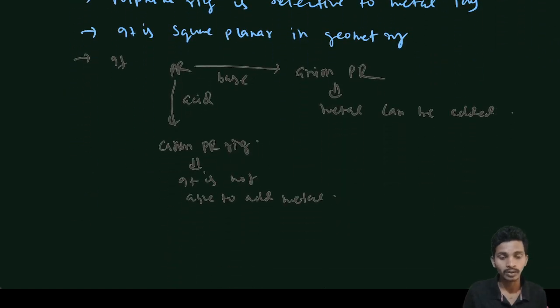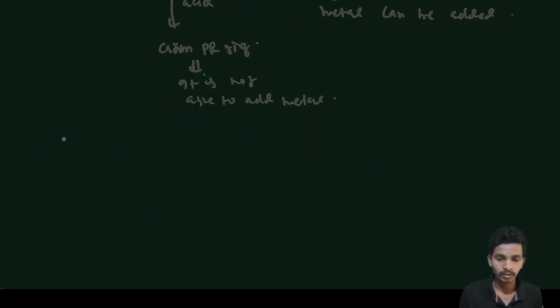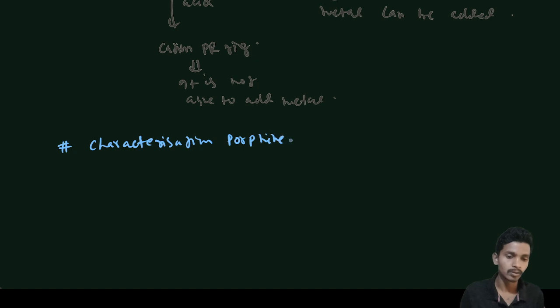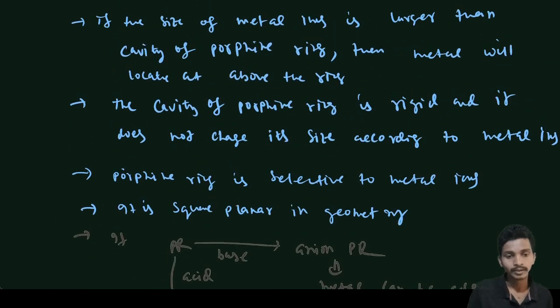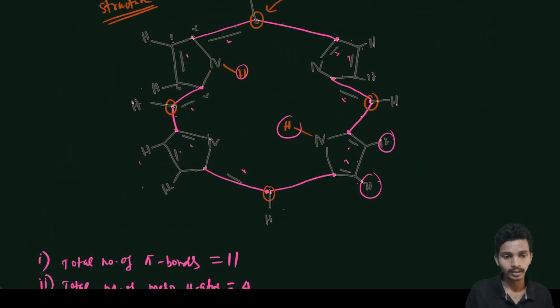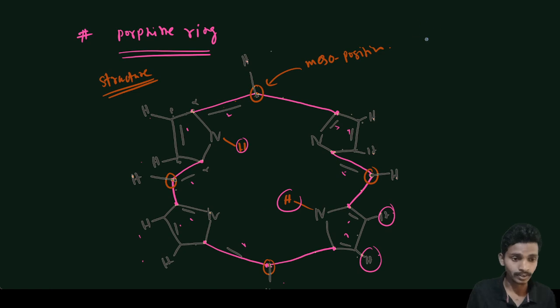Okay, so these are some properties of porphine rings. Now we will discuss the characterization of the porphine ring. Okay, so first we will do the NMR characterization. If you do the NMR characterization, what you see here is this structure, so I will do the NMR characterization here itself.